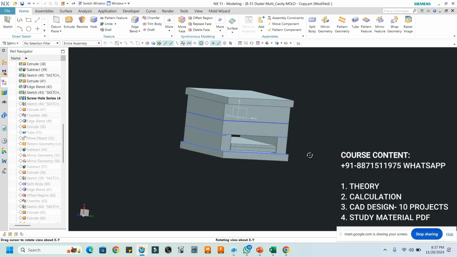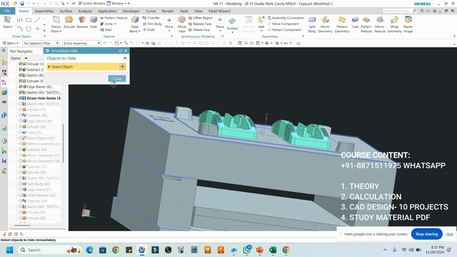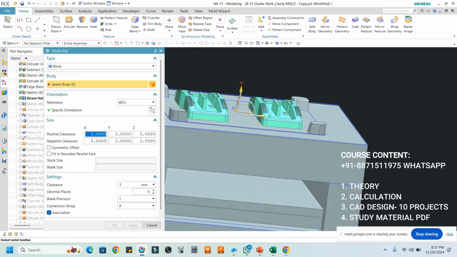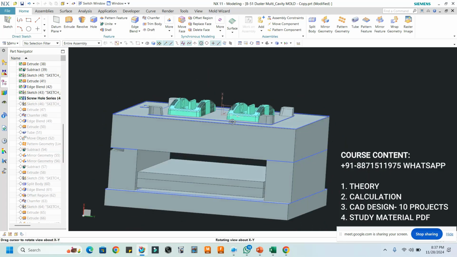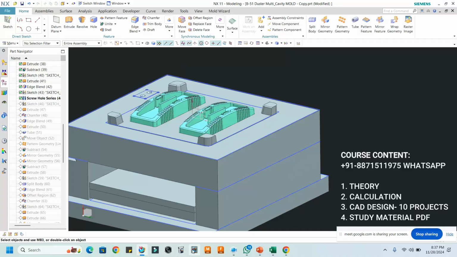And what is the length required? See here, what is the guide pillar length required? What is the component height? Component height is around 26 mm. So plus 20, I can assume 26 to 30. I can assume 30 mm.